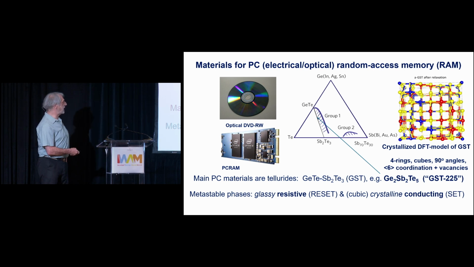So you'll see those come up in a minute. And these metastable phases, glass is a semiconductor, resistive. Let's call that the reset state. This cubic structure, crystalline, is conductive because it's actually a degenerate semiconductor, pretty metallic actually. So this is the on state, if you like, the conducting state, and this is the off state.